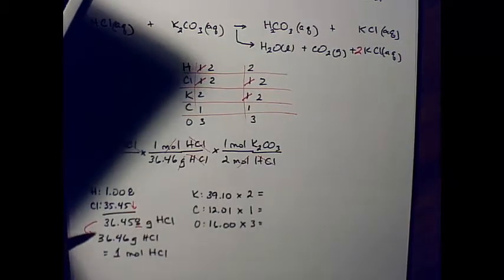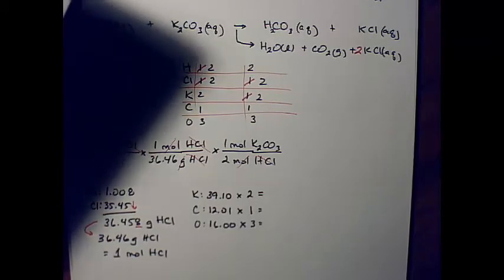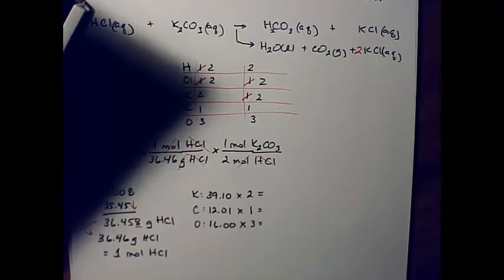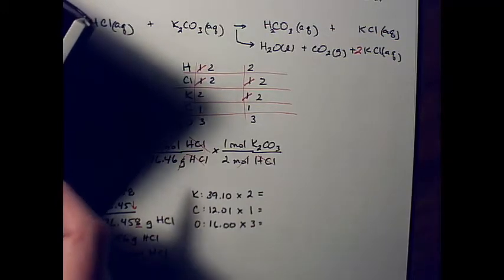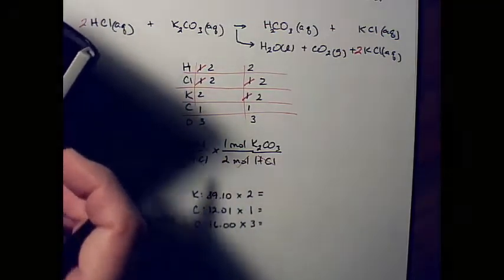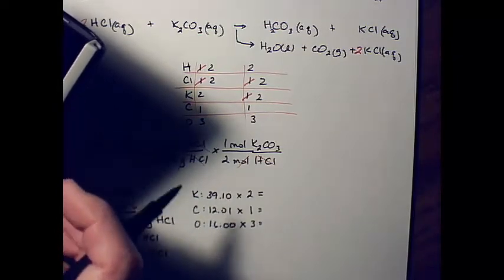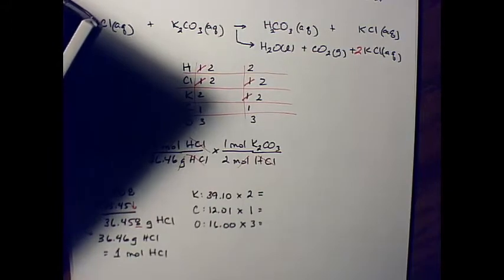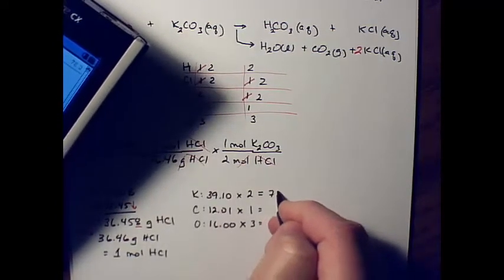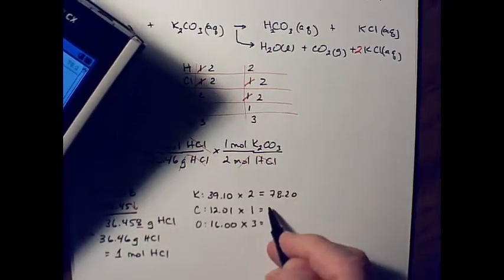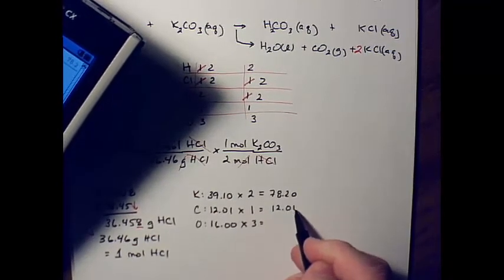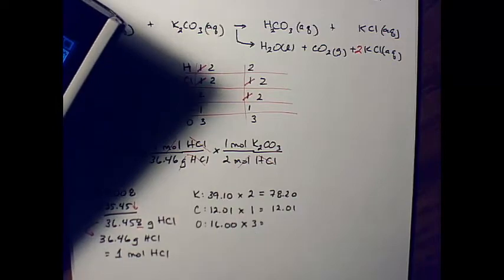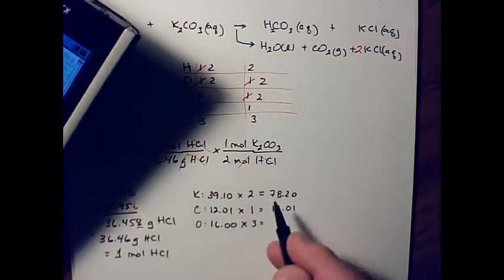Okay, so 39.10 times 2. Oops, the wrong button. Clear that out. 39.1 times 2, 78.20, 12.01, and this is going to be 16 times 3, 48.